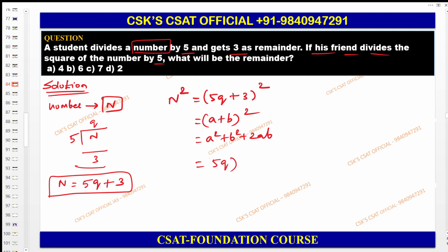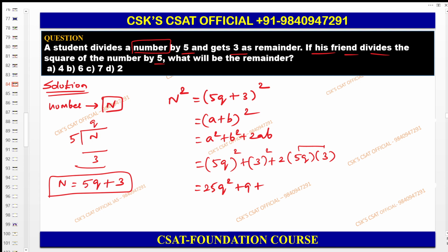So therefore (5q) square plus 3 square plus 2 into a, which is 5q, and b, which is 3. Now you can rearrange this one. 25q square plus 9 plus then here 15 into 2. 15 into 2, right? 25q square. Oh yeah, sorry, 2ab, right? What you're mentioning is correct. So this is 25. Yes, correct.